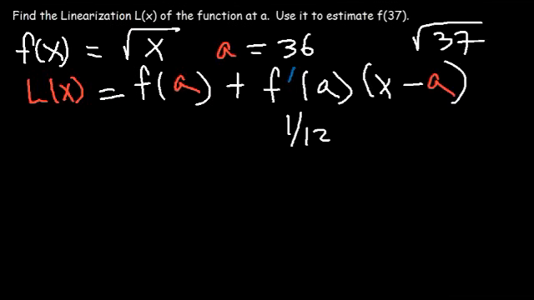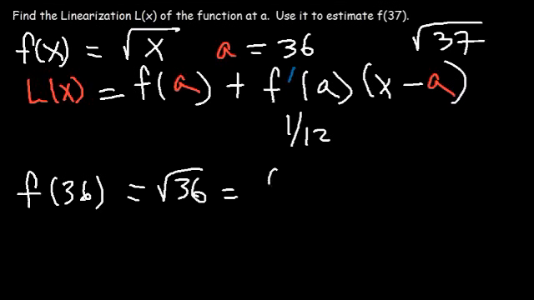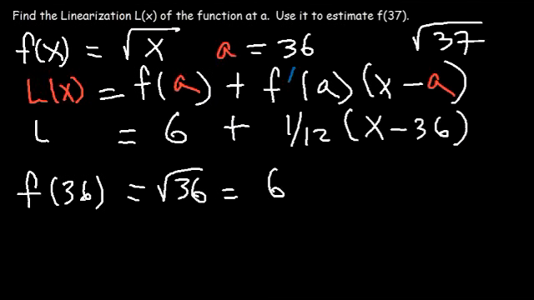Now what about f of a? We know that f of x is equal to the square root of x. So therefore, f of a, or f of 36, is equal to the square root of 36, which is 6. So let's replace f of a with 6. And this is going to be x minus a, or minus 36. And this is equal to L of x.